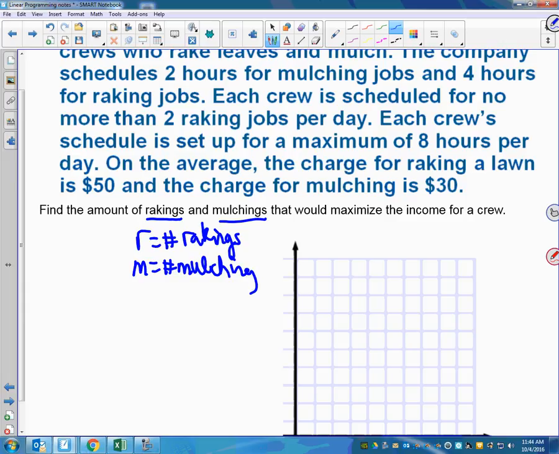Mulchings. Is mulching really a word? Rakings and mulchings. That seems like a made-up word.